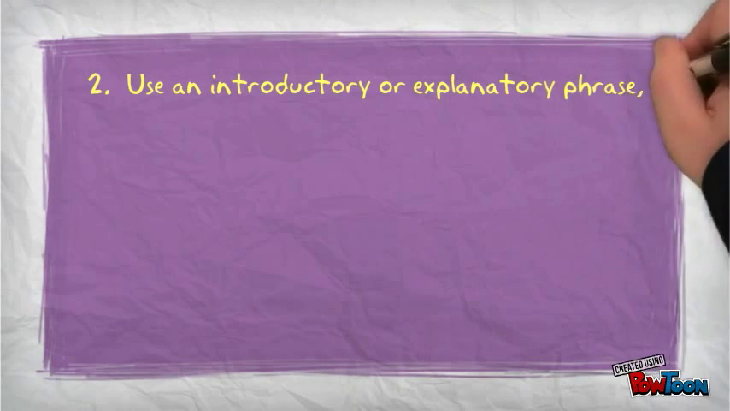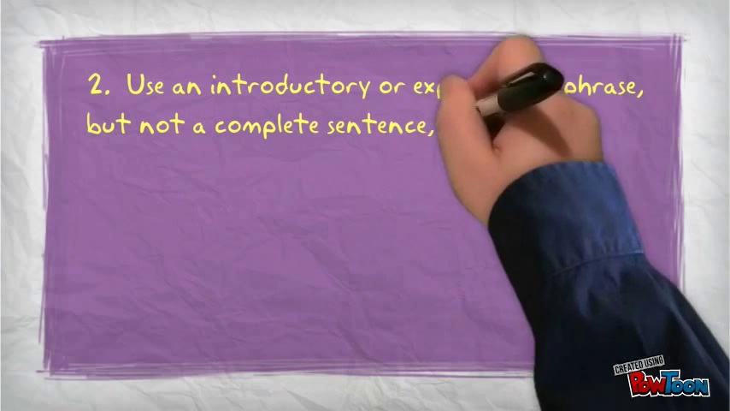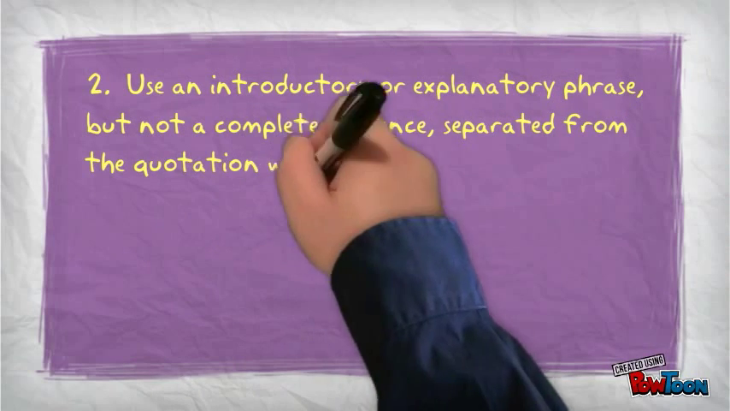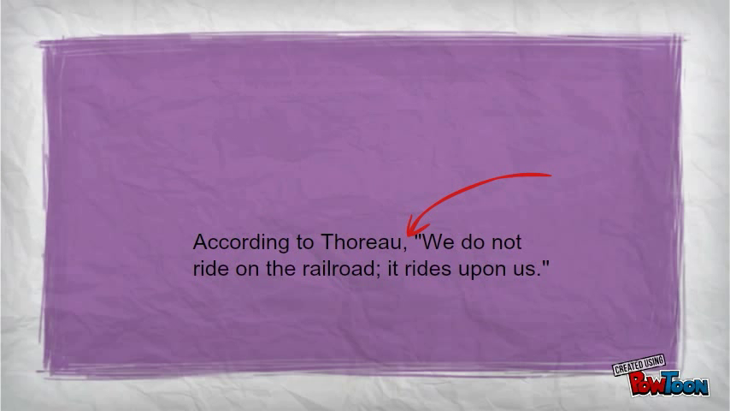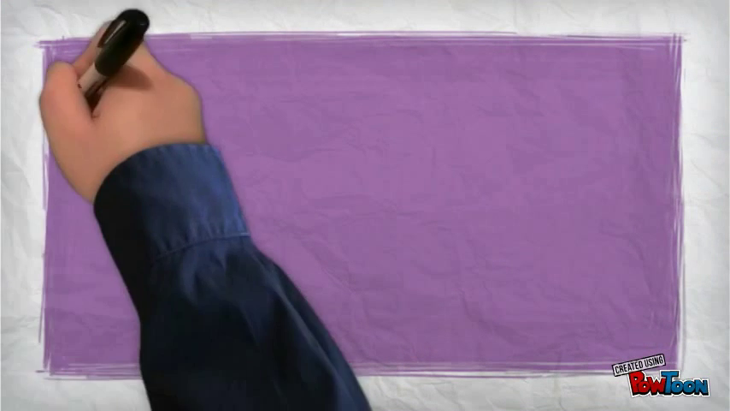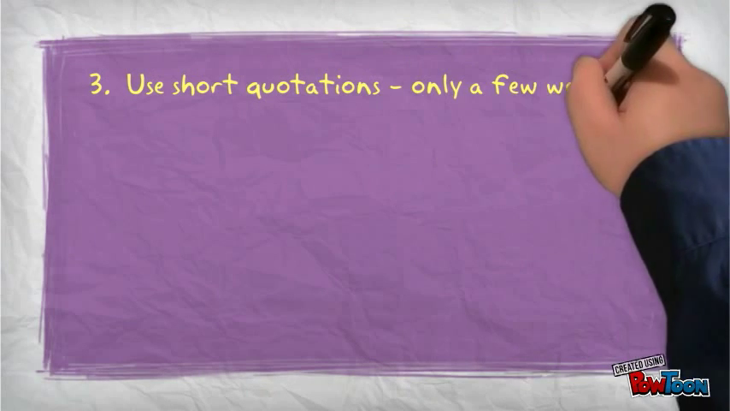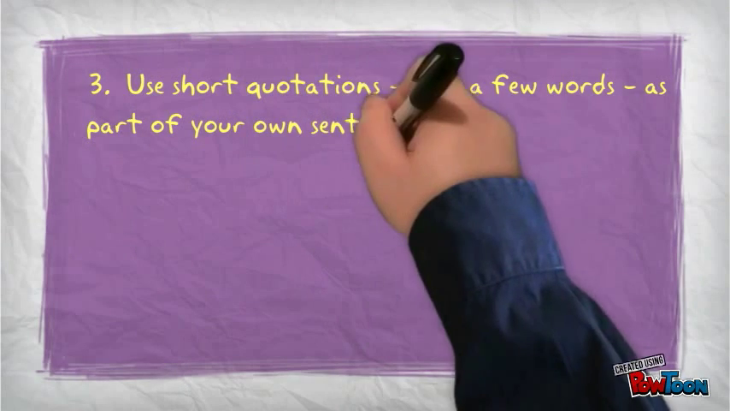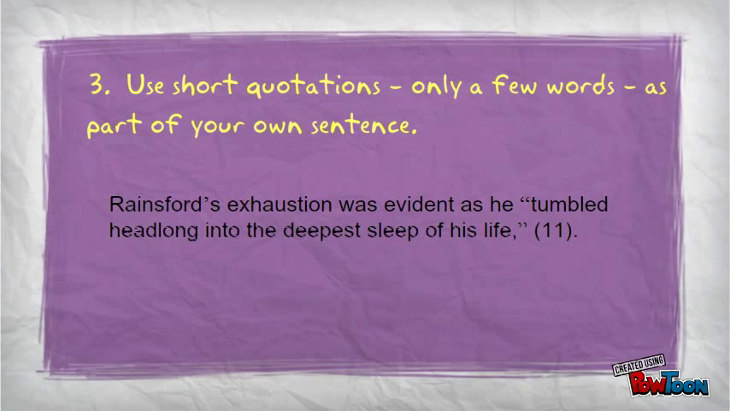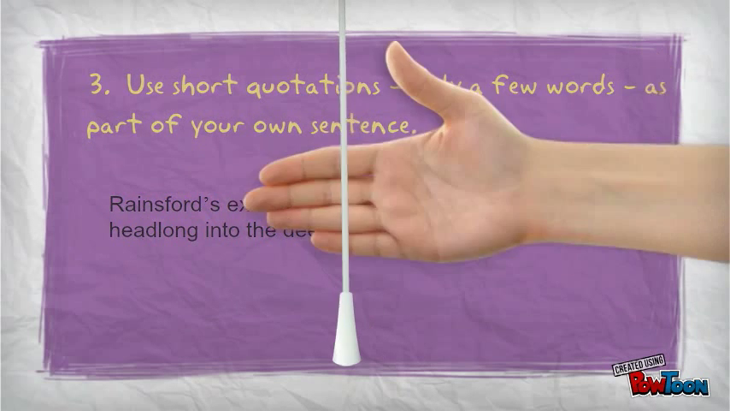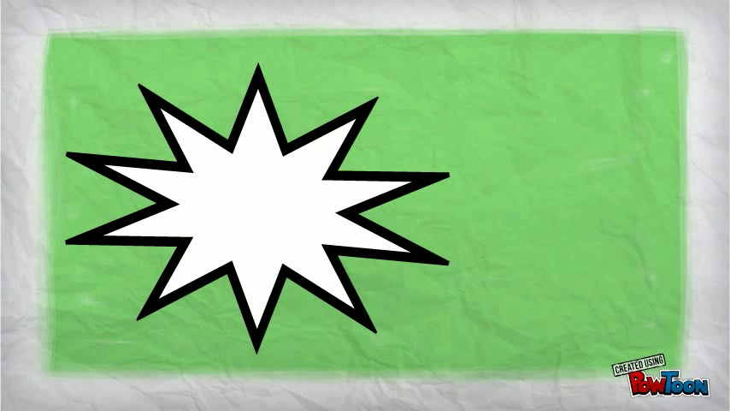The next way to introduce a quote into your paragraph is to have an explanatory phrase that's not a complete sentence and then separate that from your quote with using a comma. And then the last way to insert a quote into your paragraph is to select the fewest words possible that are necessary to make your point, and then put it in with your grammatically correct sentence. There's no punctuation needed in this instance.